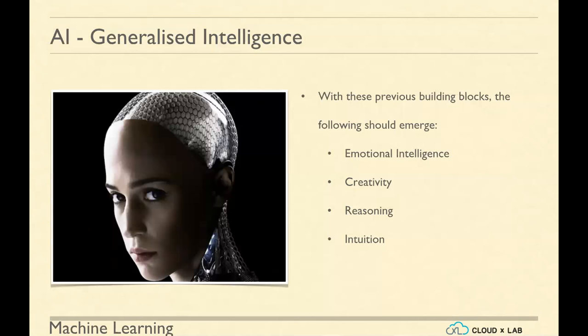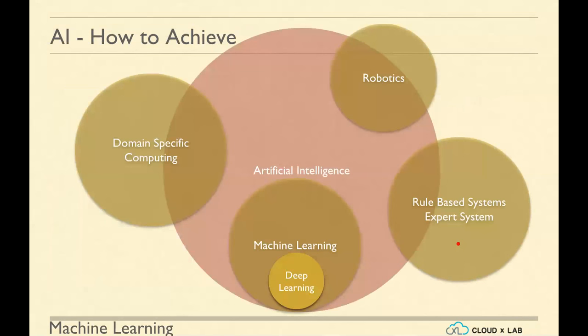You will find that emotional intelligence, creativity, reasoning, or intuition can be achieved once we achieve the other objectives. For example, creativity: as of today, there is a part of machine learning called creative machine learning, in which machines are able to create music, prose, or poetry. All of that is emerging. So let's move ahead. That was the definition of AI by way of sub-objectives.